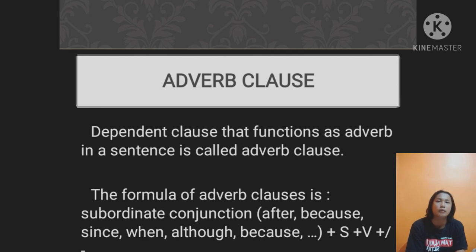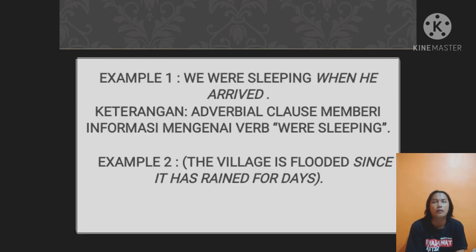Okay, the formula of adverb clause is subordinating conjunction like after, because, since, when, although, plus subject plus verb. Okay, example, we were sleeping when he arrived. In bahasa, dia tiba ketika kami sedang tertidur. So, adverbial clause from the sentence is when he arrived.